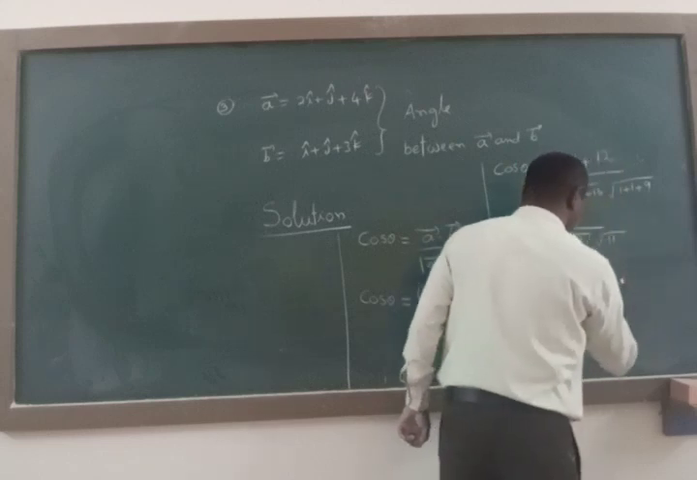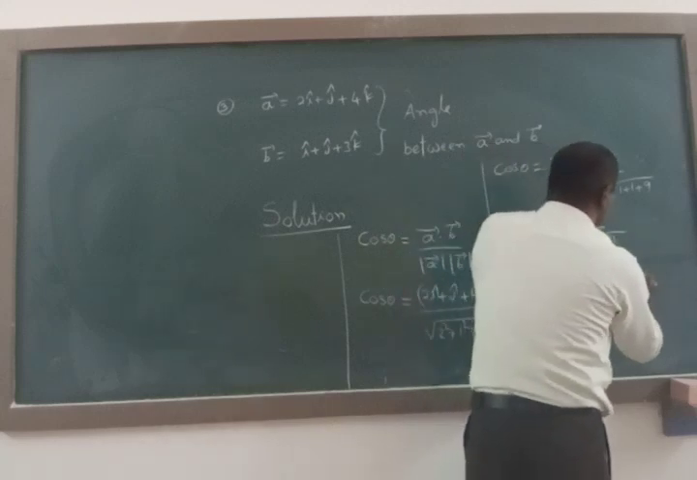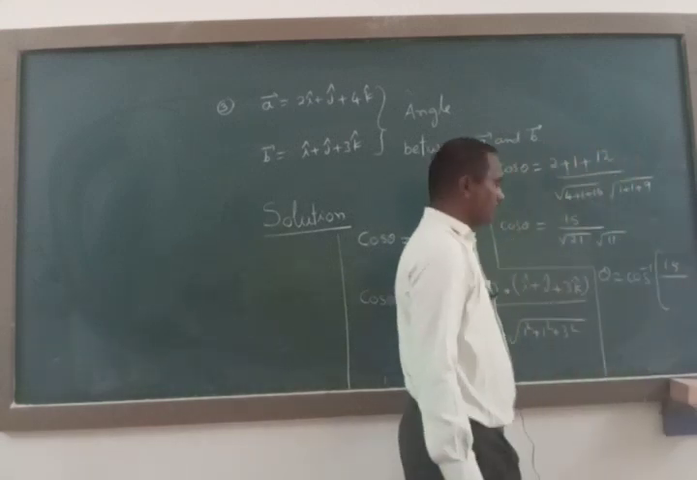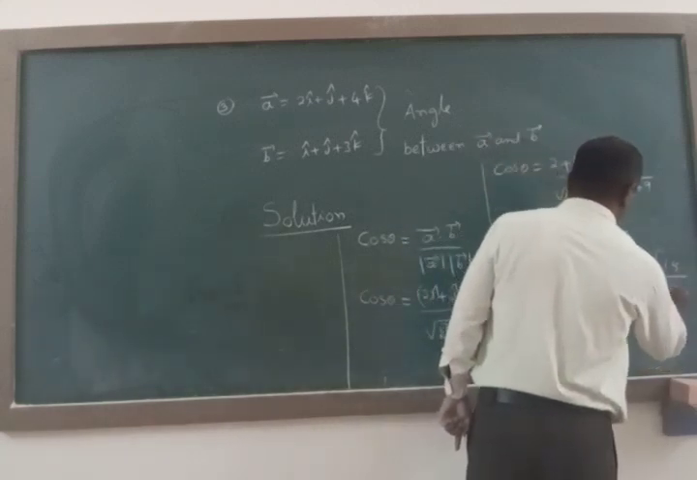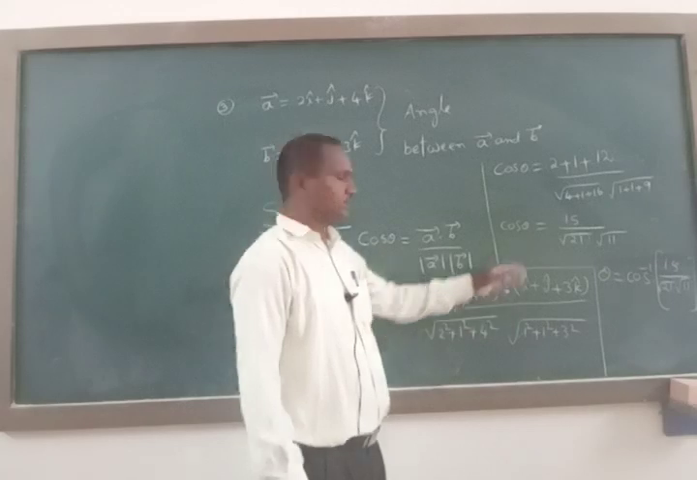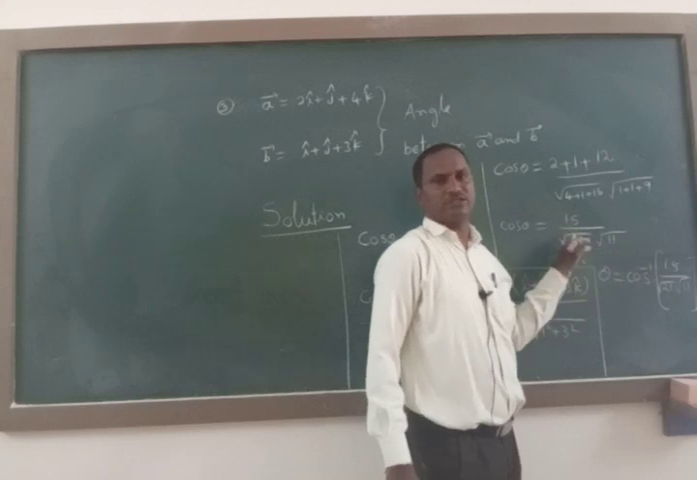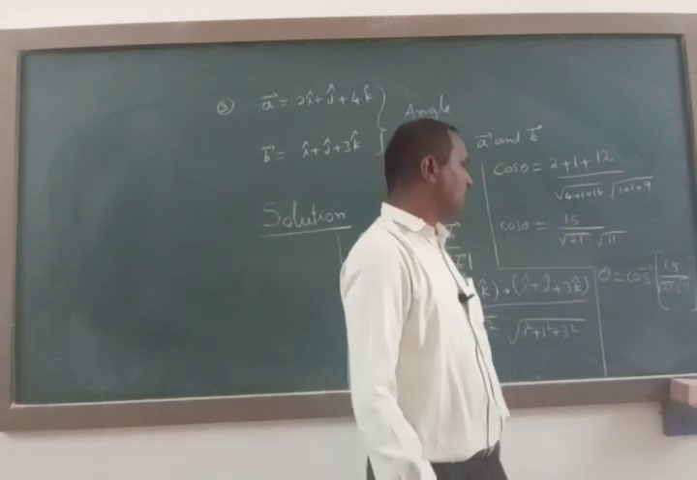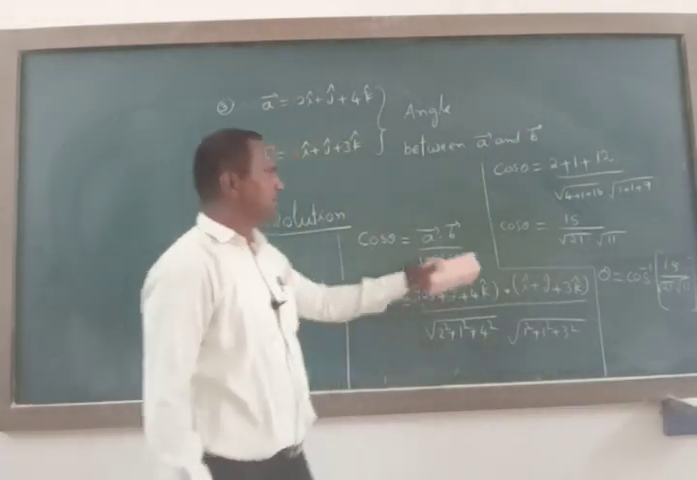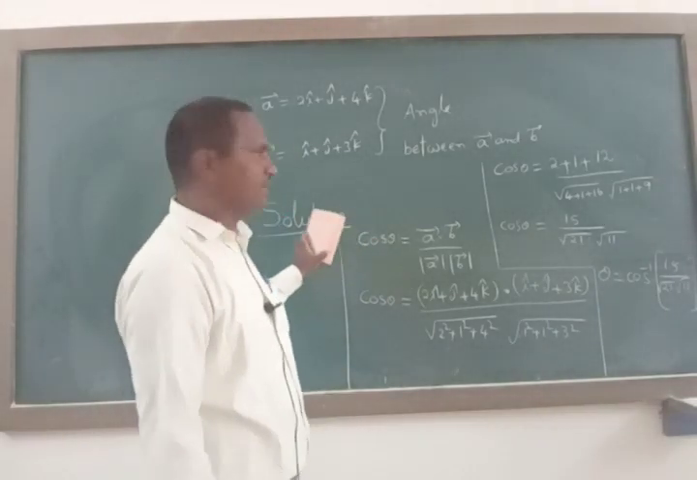Or we can write this: if we send cos to the other side, it becomes cos inverse of 15 whole dividing by square root of 21 into square root of 11. So theta is equal to cos inverse of 15 by square root of 21 into square root of 11. Like that, by using this formula we are going to find the angle between the two vectors.